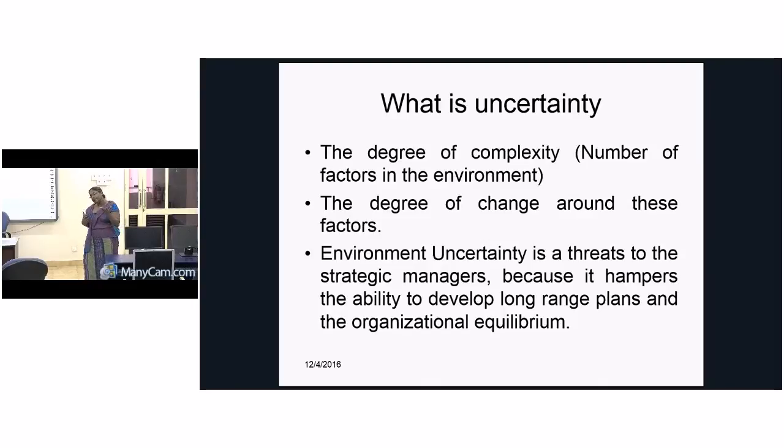On the other hand, if I have only 2 factors surrounding me, then I can easily predict what will happen to me, because there are only 2 people that will influence me. Then uncertainty is low when the number of factors in the environment is few.